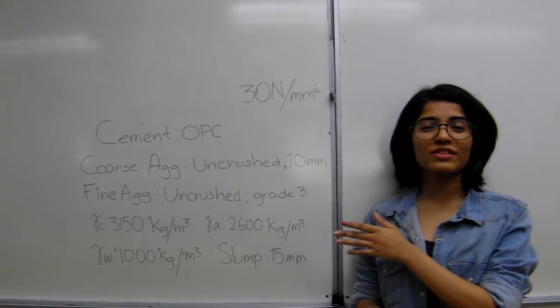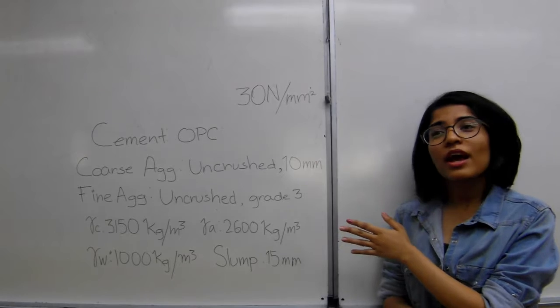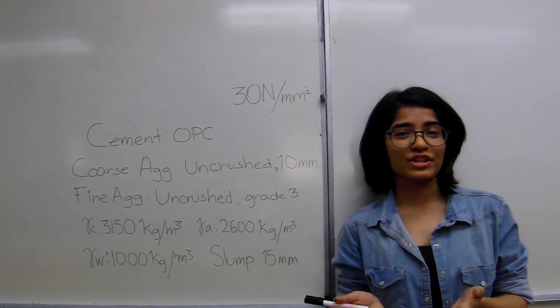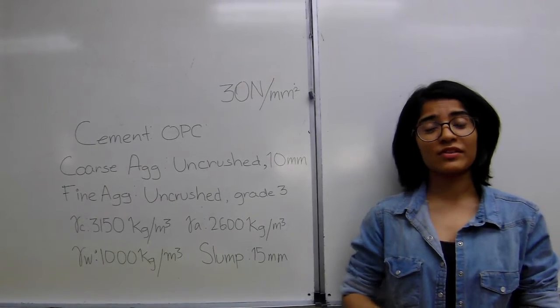How to use the DoE method to make a concrete mix design. Now there are 5 steps to the DoE method. The first step is to calculate the water-cement ratio. Now we look at the tables to calculate the water-cement ratio.